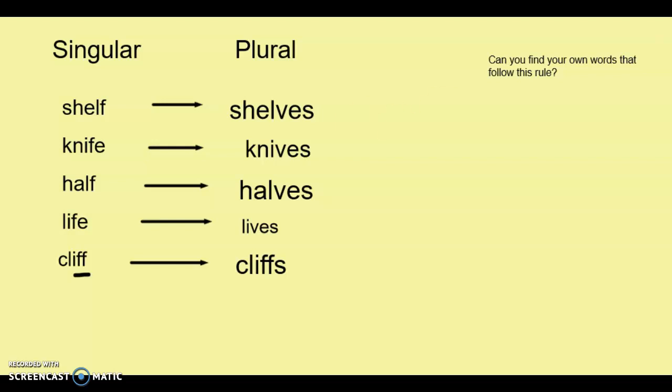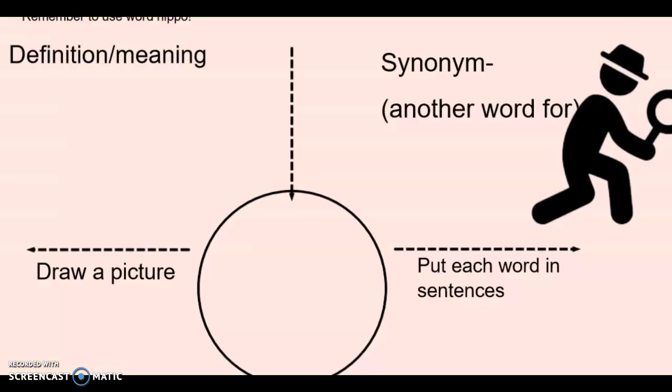If you want to challenge yourself, the challenge is to find some of your own words that follow this rule. See if you can put them into a sentence. If you want to challenge yourself even further, then you can investigate a new word that you found. You can find a definition of that word. You can find a synonym of that word. You can put each word into a sentence, and draw a picture of that word. So do an investigation into that noun. Good luck. I can't wait to see your learning and what you've achieved.